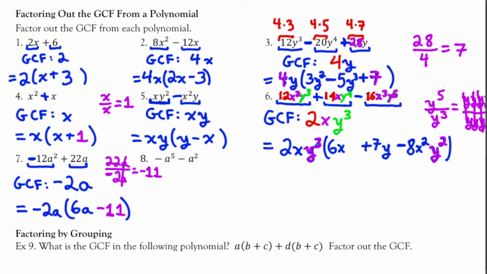If you're ever not sure about one of these answers, remember that you can always check by multiplying. The opposite of factoring is distributing, so you can check by distributing and multiplying this out. Negative 2a times 6a is negative 12a squared. Negative 2a times negative 11 is positive 22a, which is what we had.